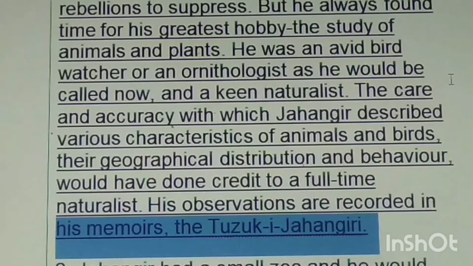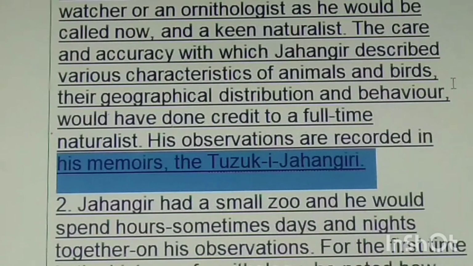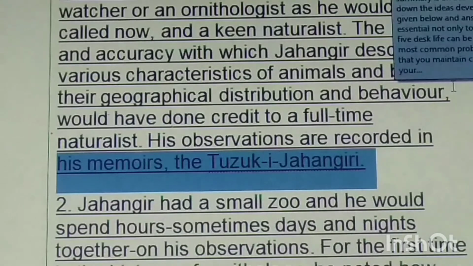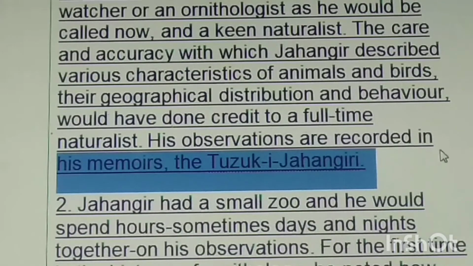He was an avid bird watcher, or an ornithologist as he would be called now, and a keen journalist and a keen naturalist. The care and accuracy with which Jahangir described various characteristics of animals and birds, their geographical distribution and behavior, would have done credit to a full-time naturalist. His observations are recorded in his memoirs, Tuzuk-e-Jahangiri.